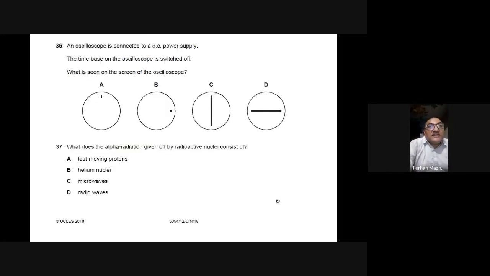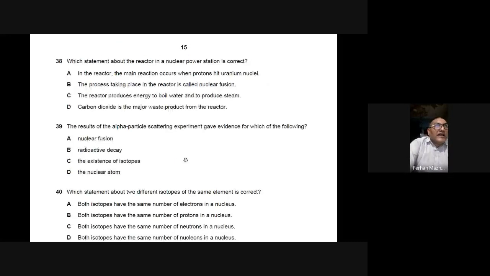So question number 37 is on your screen. What does the alpha radiation given off by radioactive nuclei consist of? Alpha particles, they are like the nucleus of a helium. They have 2 protons and 2 neutrons. So alpha particles are positive. They are like nucleus of a helium. So B is the right option. Question number 37, B is the right option. They are like the helium nuclei.